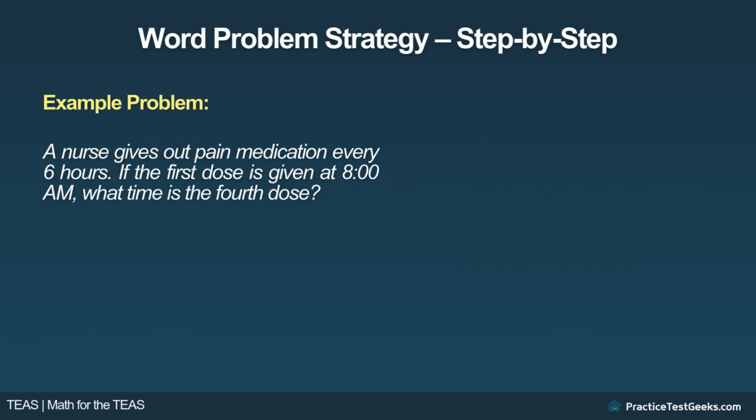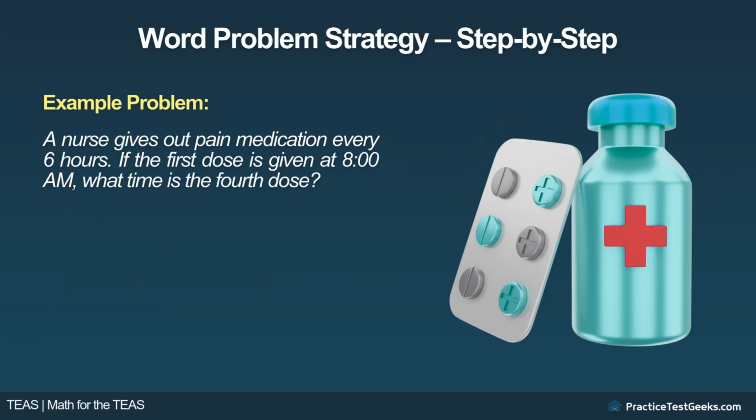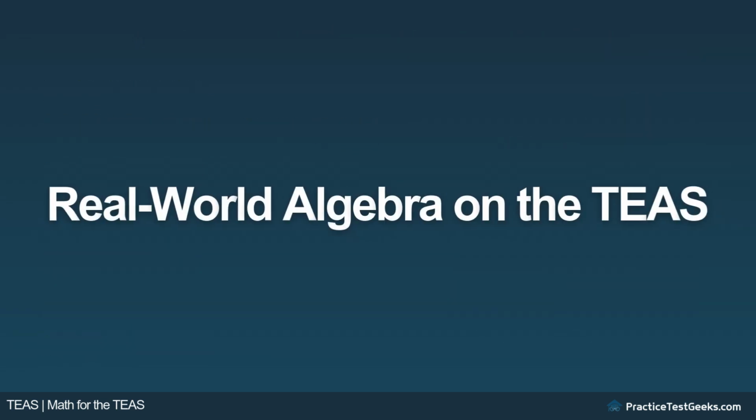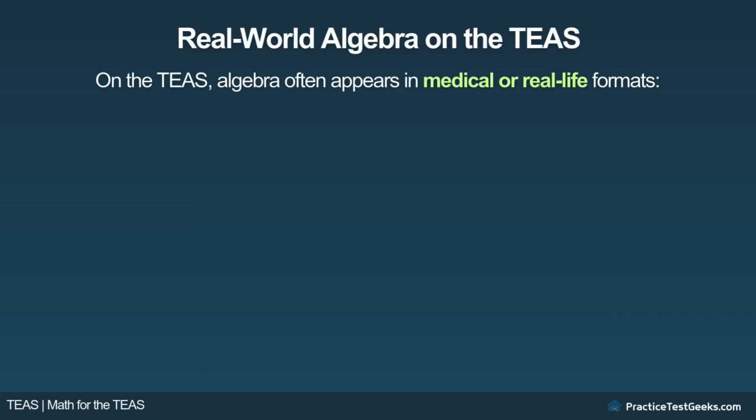Example problem. A nurse gives out pain medication every 6 hours. If the first dose is given at 8 a.m., what time is the fourth dose? Let's break it down. First dose, 8 a.m. Second dose, 2 p.m. Third dose, 8 p.m. Fourth dose, 2 a.m. Even though there's no algebra, this still tests your math logic and ability to track patterns in time.